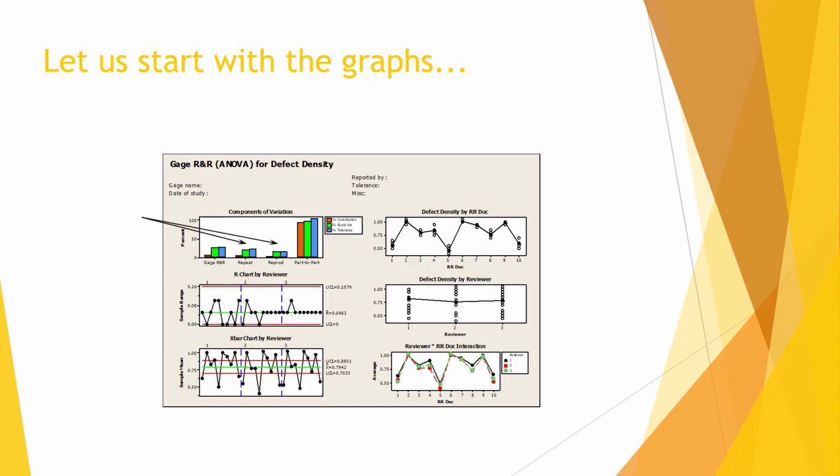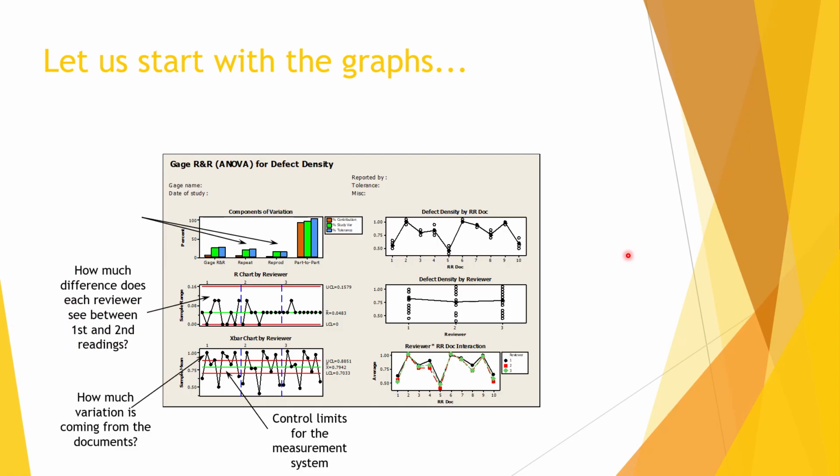Let us start with the graphs. How much variation is coming from the documents? Control limits for the measurement system. Because there's all of these dots, there's a lot of variation. What's another word for variation? A lot of standard deviation happening. Not good.